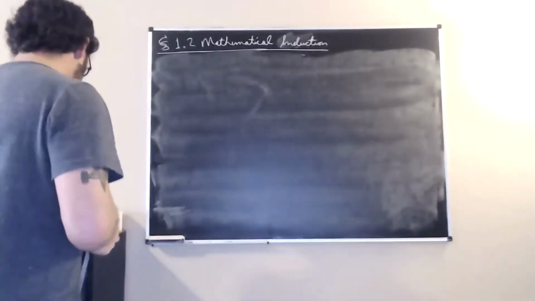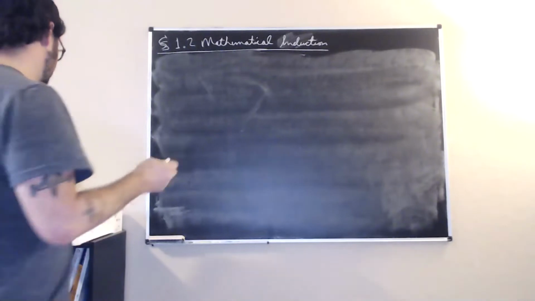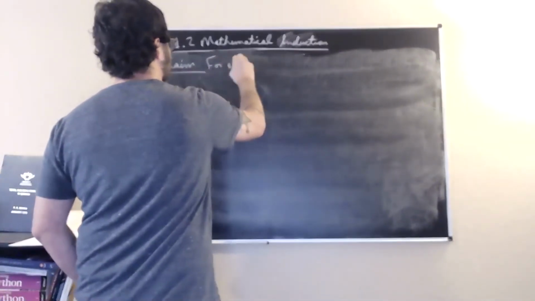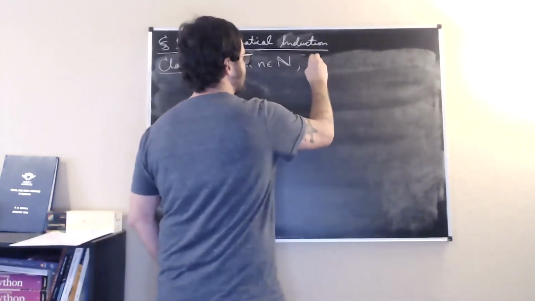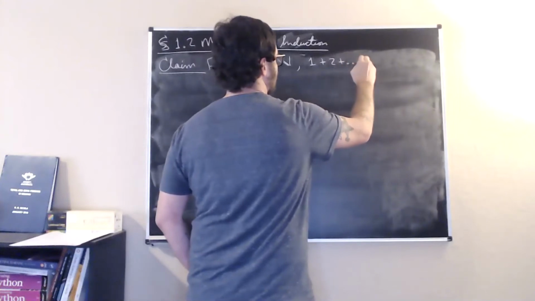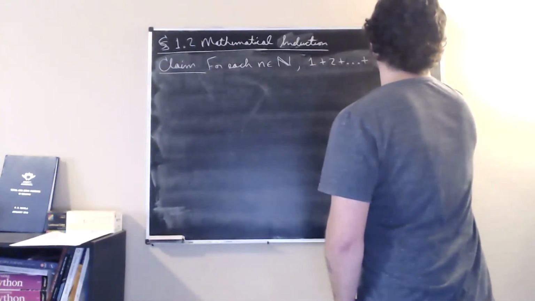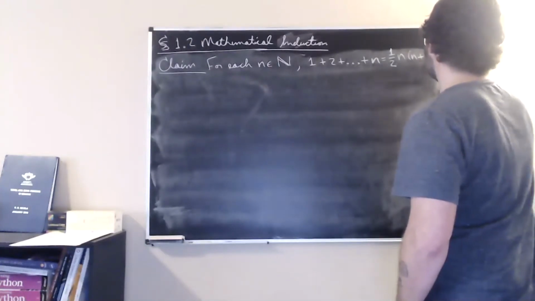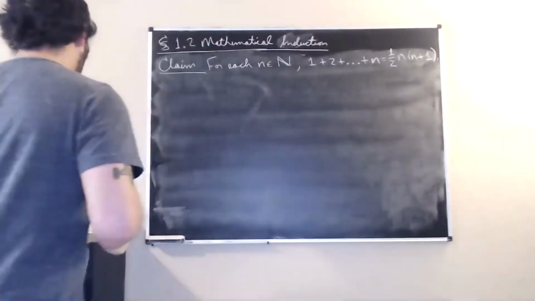Okay, so we're going to start with probably the first inductive proof that everyone that's learning induction does. So here's my claim. For each natural number n, if you sum the first n natural numbers, then this is equal to 1/2 of n times n plus 1. Okay. So it's a closed formula for whenever you're summing the first n natural numbers. We're going to prove this using induction.